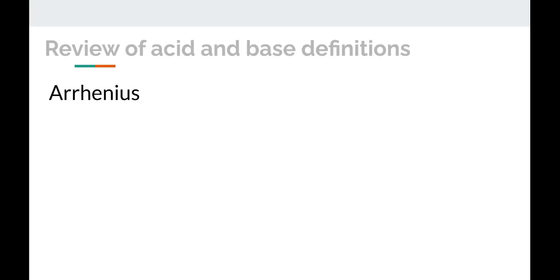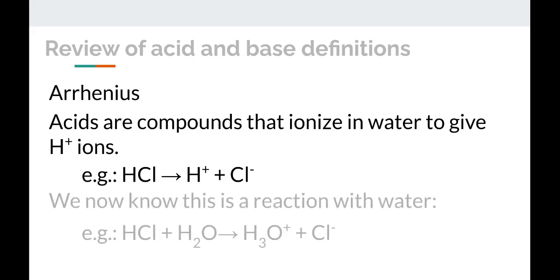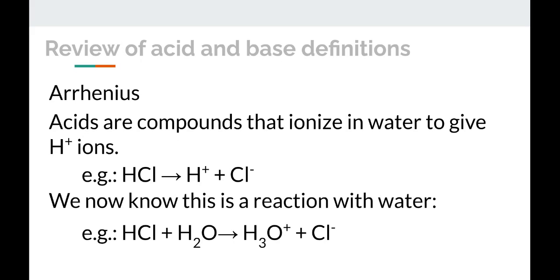Arrhenius, the original definition of acid-base: an acid was a compound that ionized in water to give H plus ions. So this is what Arrhenius originally thought, that there were some molecules, like hydrochloric acid, that would decompose into hydrogen ions and chloride ions. What we now know is what was really happening is these substances were reacting with water and producing the hydronium ion, that's the H3O plus ion, and chloride ion. But the model that Arrhenius formulated is still just as viable a way of thinking about it, even though it's not actually what's happening at the molecular level.